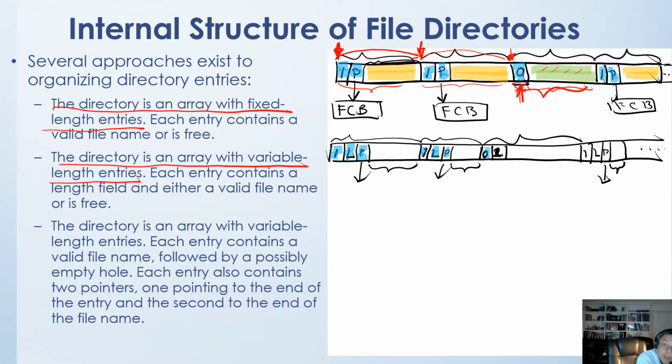Let me see what else. That's L, the length of the hole in that case. That's occupied. Length of the entry, and that's the pointer. Okay. So each one actually points to the FCB.